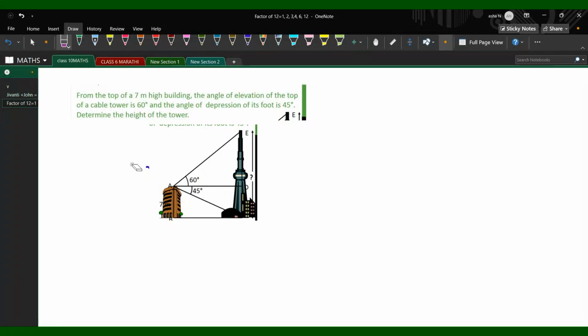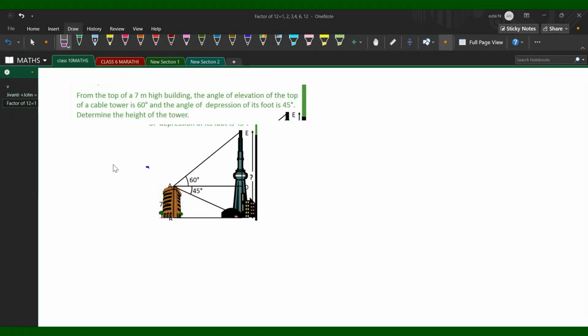We have one information. Can you tell me what is that? Yes, or to the ground, BC. Yes, we can say that. Mm-hmm. Yes, you are going through the correct part.